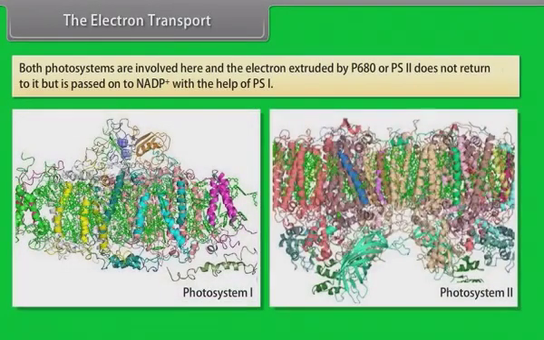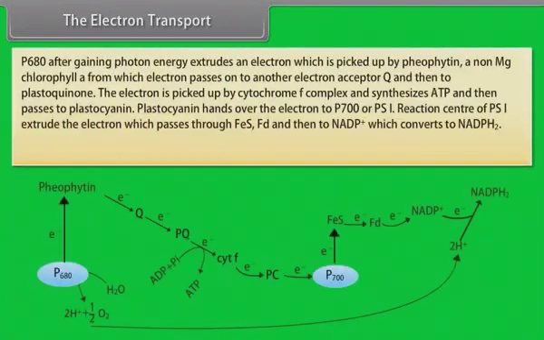The electron transport. Both photosystems are involved here and the electron extruded by P680 or PS2 does not return to it but is passed on to NADP+ with the help of PS1. P680 after gaining photon energy extrudes an electron which is picked up by pheophytin, a non-Mg chlorophyll A, from which the electron passes on to another electron acceptor Q and then to plastoquinone. The electron is picked up by cytochrome F complex, which synthesizes ATP, and then passes to plastocyanin.